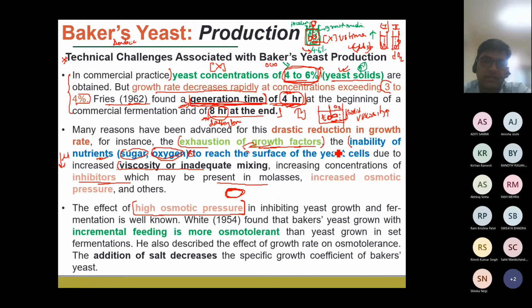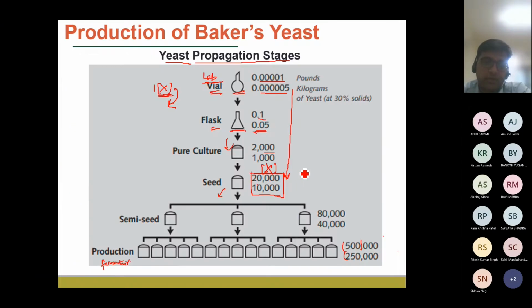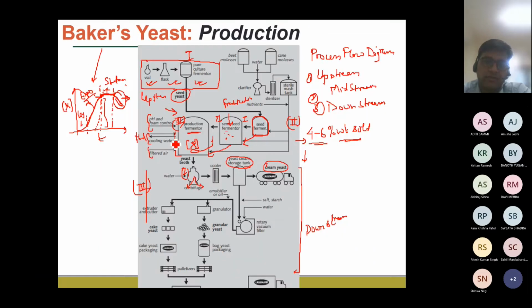So these are some of the limitations, and we have to overcome them by changing our bioreactor process, or our bioprocess overall. To overcome those, yeast fermentation is generally carried out in several stages of fermentation at different scales. This process flow diagram shows the overall fermentation steps, and it combines the upstream, midstream, and downstream processes.